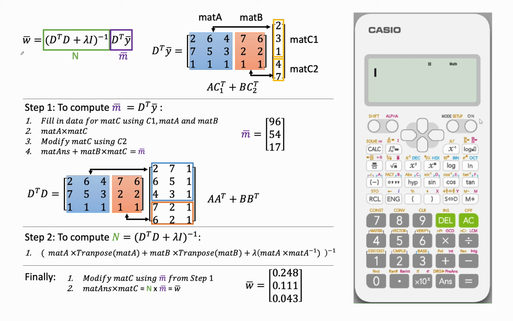Next, we will proceed to compute W bar. We will start by computing D transpose Y bar, because this will help us reduce this particular expression into a column vector, M bar. We are not able to throw in this D transpose Y bar into a scientific calculator directly, because the matrix D transpose has a size of 3 by 5. There's no way to key in D transpose directly into our scientific calculators. Similarly for Y bar.